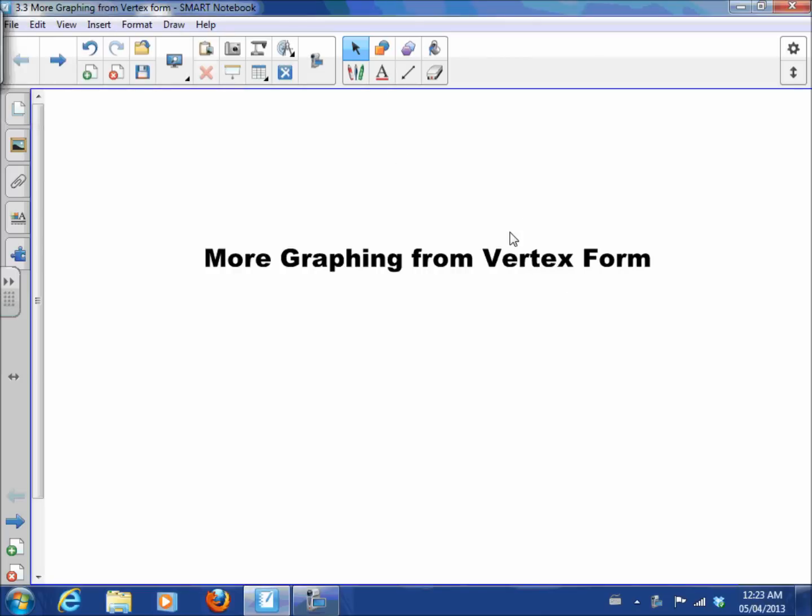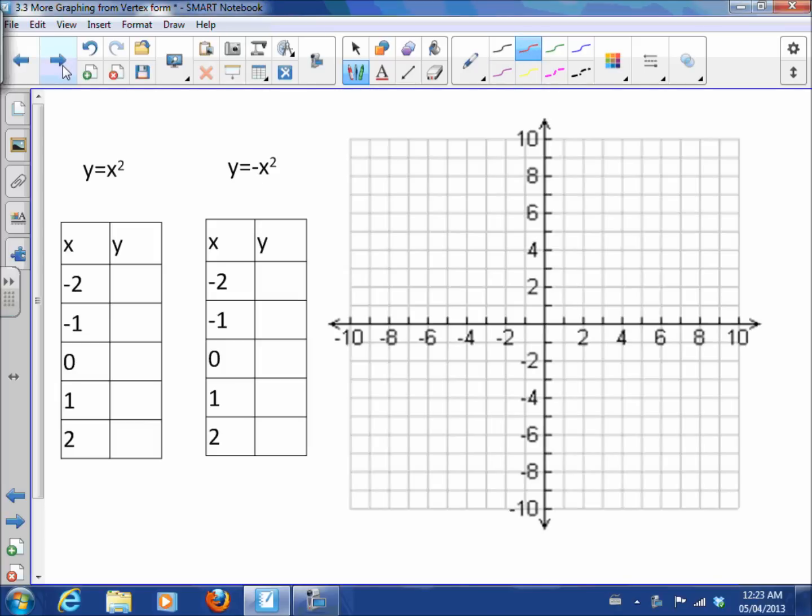So today we're going to talk a little bit more about graphing from vertex form. Okay, so again, we're talking about vertex form. We're just going to add a new wrinkle today. The only thing that we don't know is what happens if I put a negative sign in front of the x squared. Okay, so what does this do to the way that our function looks?